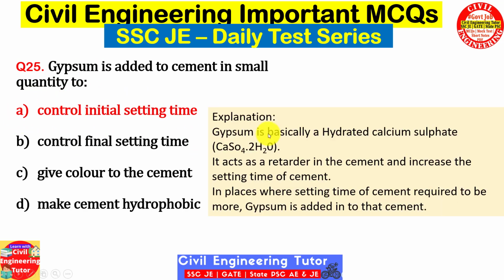And we know that gypsum is what? Gypsum acts as a retarder. And what is the function of a retarder? A retarder simply increases or prolongs the setting time. And which setting time? Here obviously initial setting time. Okay, so the correct answer for this case is control initial setting time, and it acts as a retarder.